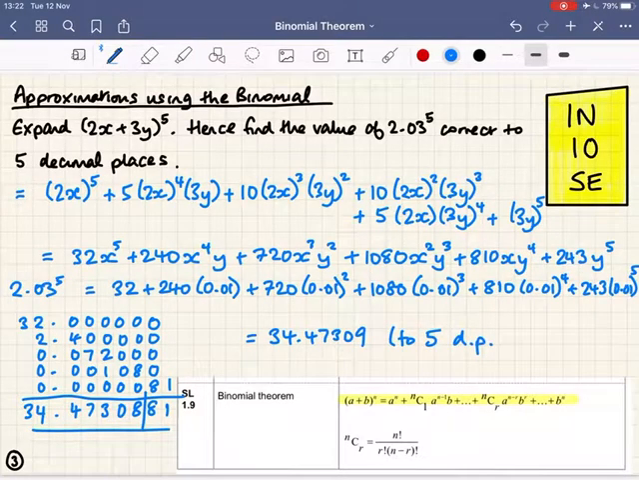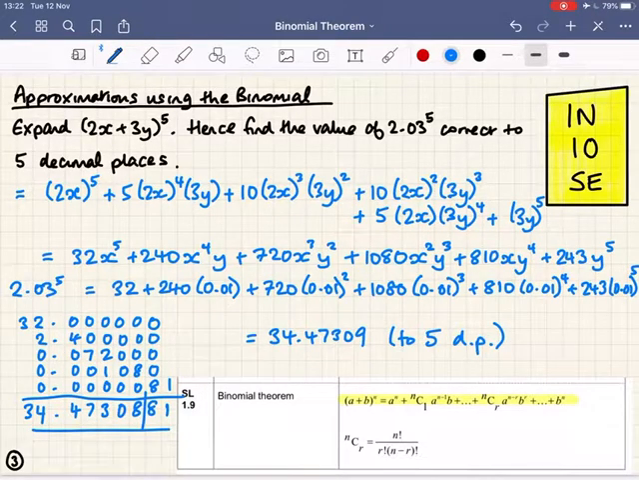Now that is amazing that we can do that without a calculator, especially if we know our Pascal's triangle, and get an answer accurate to 5 decimal places. And if you check that with your calculator, you'll see that that's correct to 5 decimal places.